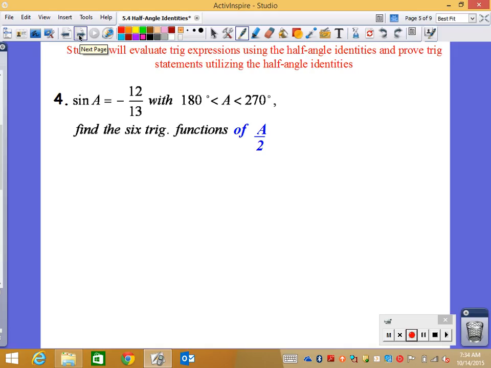So I'm going to give this situation: the sine of A is negative 12 over 13. We're in quadrant 3. Let's find all 6 trig functions of A over 2. So I'm going to start with sine of A over 2.